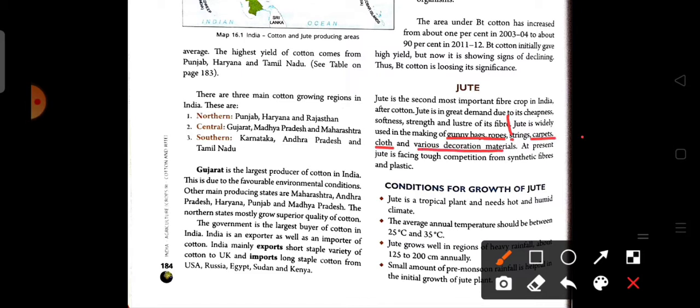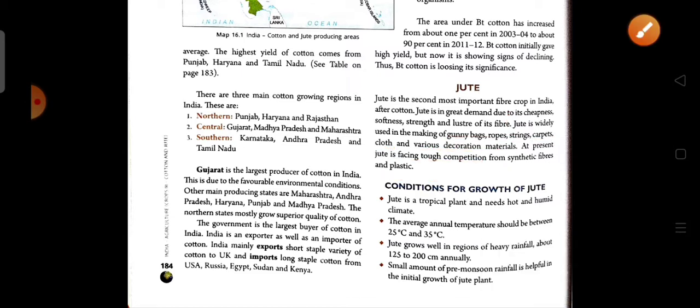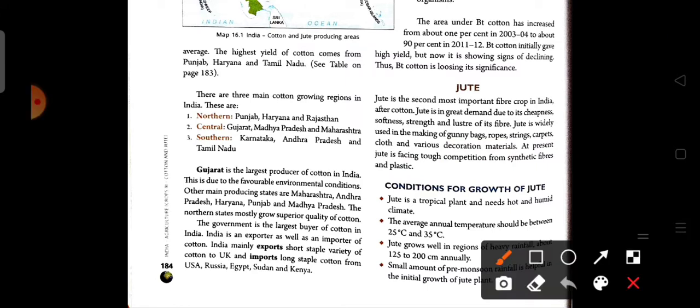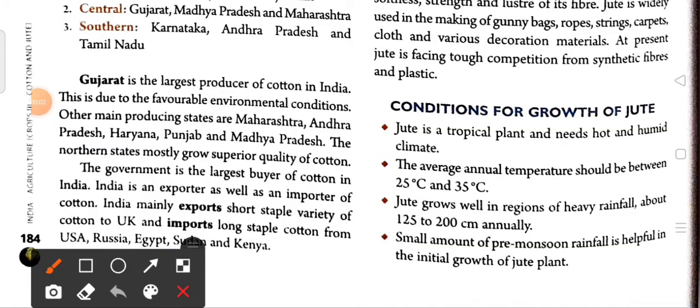At present, jute is facing tough competition from synthetic fiber and plastic. For that reason, jute is in less demand, because synthetic fiber and plastic material replace the jute materials. Now we have to know about the conditions that are needed for the growth of jute.